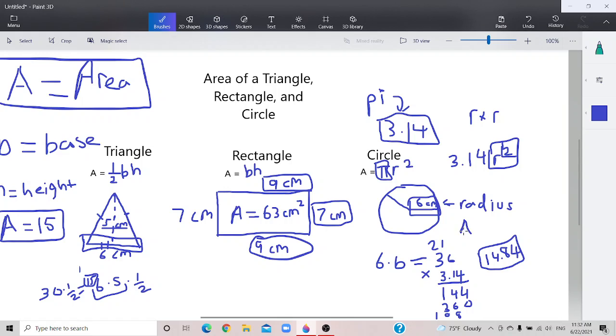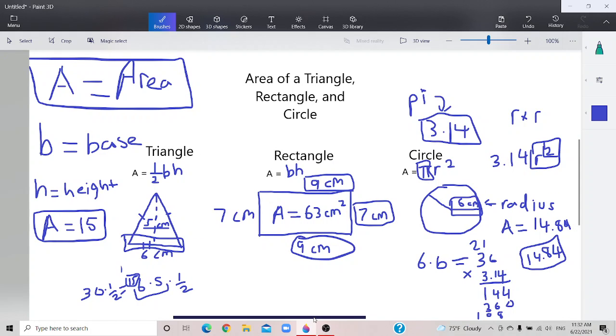So we'll just write it down. Area equals 14.84. Okay.